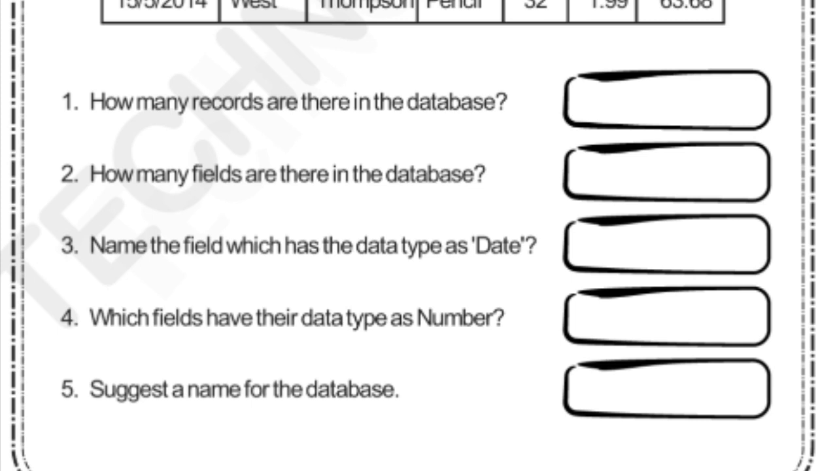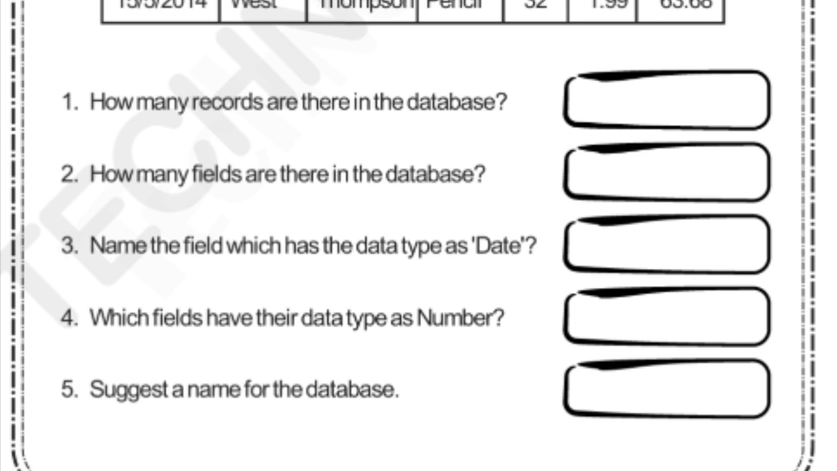So we count the table's column headings and you can get the answer. I think 8, 1, 2, 3, 4, 5, 6, 7, 7 columns. 1, 2, 3, 4, 5, 6, 7 columns are there. So the answer is 7 fields.